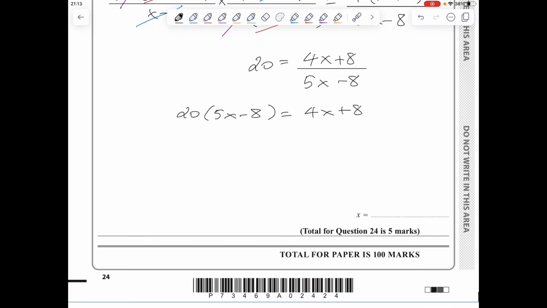I'll expand the left-hand side. 100x minus 160 is equal to 4x plus 8. I'll take all the x's to the left, so 96x is equal to 168. So x is 168 over 96. Simplify this and you'll get 7 over 4, which is the final answer.